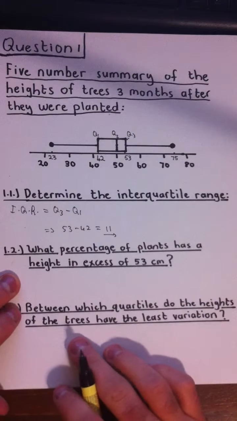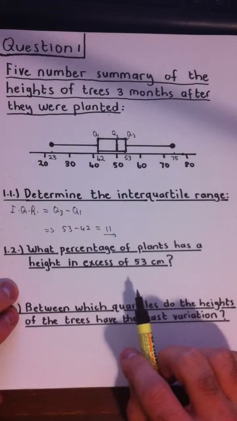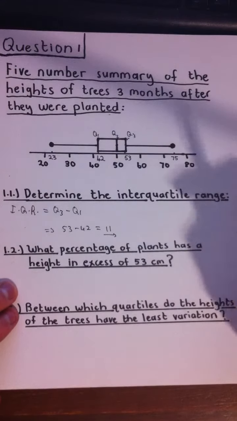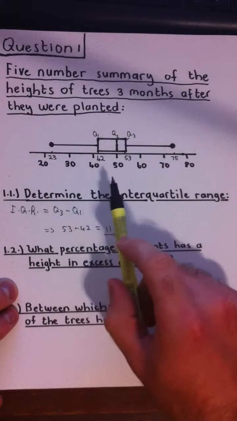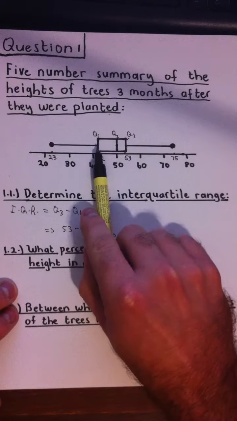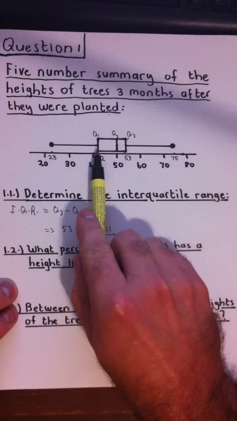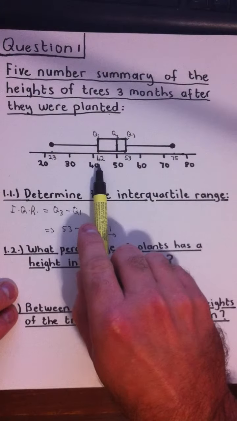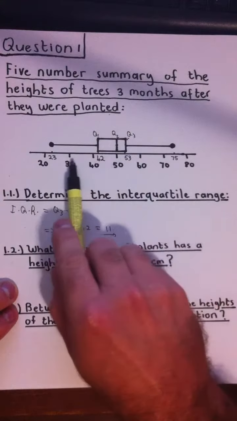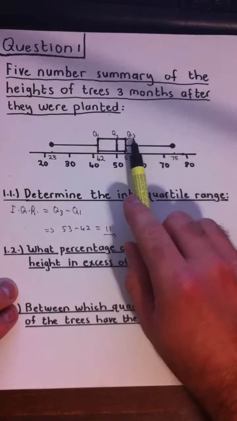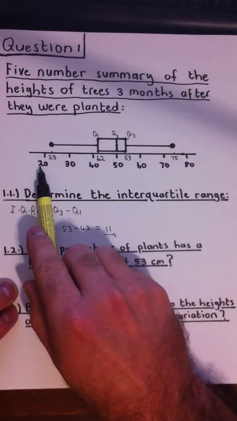Next question. What percentage of plants has a height in excess of 53 centimeters? So how many of the plants are taller than 53 centimeters? Again, we can look at the quartiles. What do the quartiles mean? Quartile 1 means that 25% of the plants have a height of less than 42. Quartile 2 means that 50% of the plants have a height of less than 50 centimeters. Quartile 3 means that 75% of the plants have a height of less than 53.